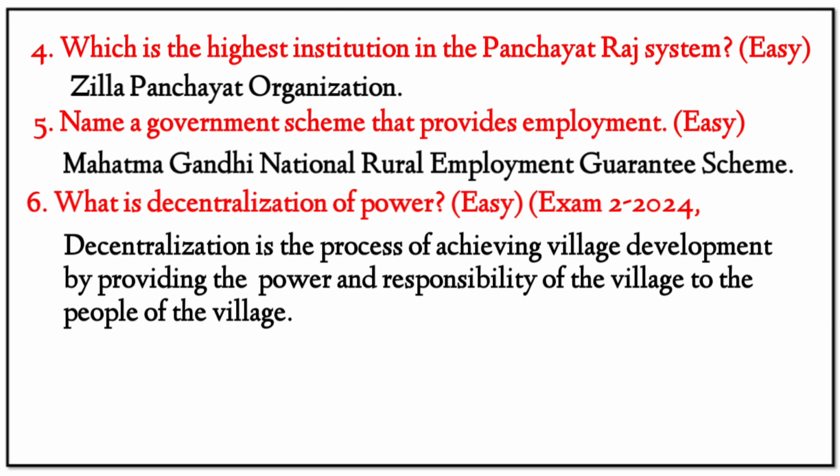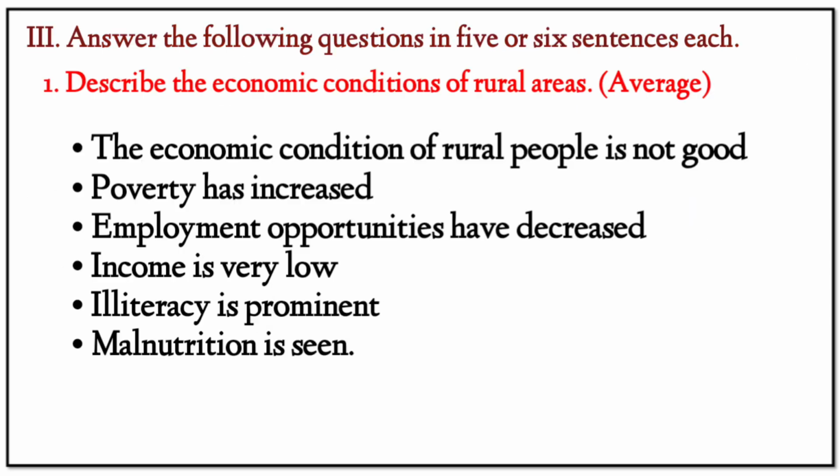5. Name a government scheme that provides employment. Answer: Mahatma Gandhi National Rural Employment Guarantee Scheme. Next, 6. What is decentralization of power? Decentralization is the process of achieving village development by providing the power and responsibility of the village to the people of the village. Next, question number 3. Answer the following questions in 5 or 6 sentences each.